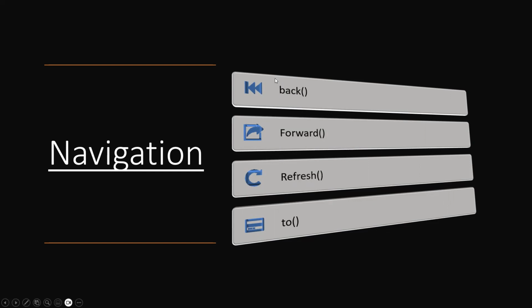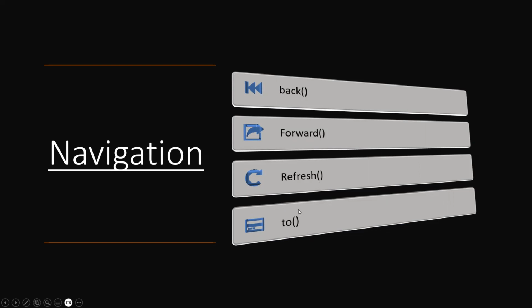If you wanted to click on the back button, we should use the back function. If you wanted to click on the forward, then we should use the forward function. If you wanted to refresh our page, we should use the refresh function, okay? And same goes to "to". So "to" is basically where we wanted to navigate to, okay? This is the function by which we can navigate to any of the URLs or open any of the URLs.